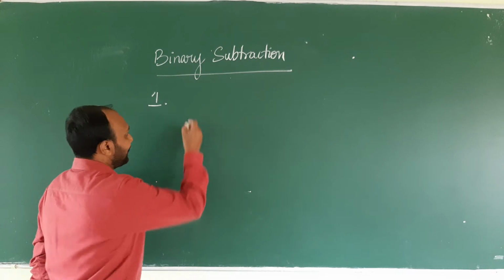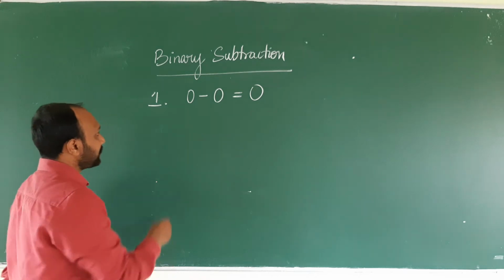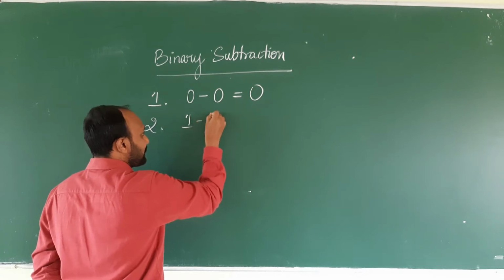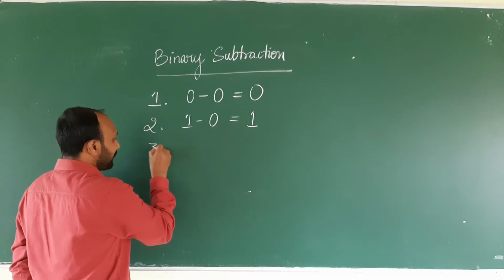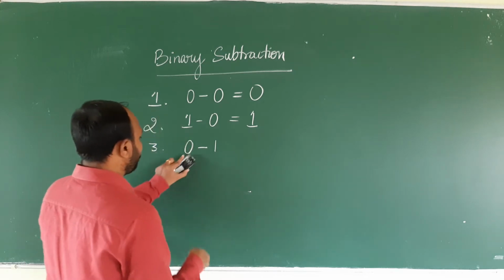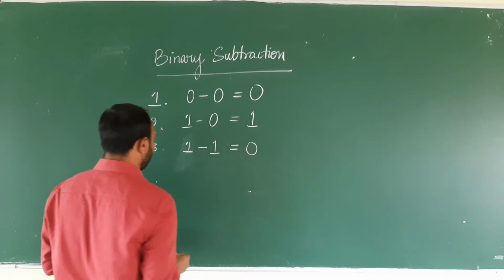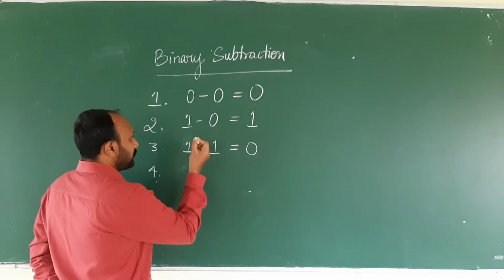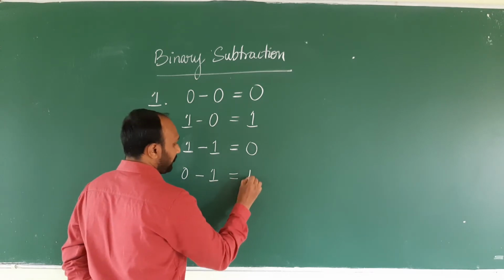The first rule says that 0 minus 0 is equivalent to 0. The second rule is 1 minus 0 is equivalent to 1. And the third rule is 1 minus 1 is equivalent to 0. And the fourth and very important rule which you need to remember is 0 minus 1 is equivalent to 1.